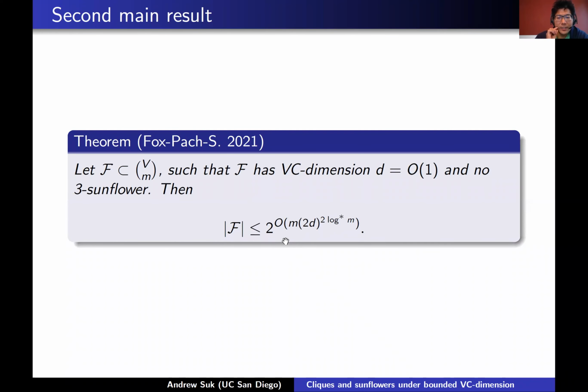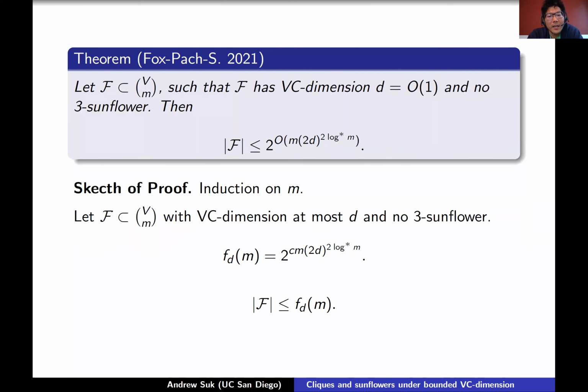And so now what I'd like to do in the last 10 minutes of my talk is to sketch a proof of this upper bound here. The proof is essentially by induction on m, the uniformity. So suppose F is this m uniform set system with bounded VC dimension and no 3 sunflower. We want to show that it's at most this quantity here, which is kind of ugly, so I'll just call it FD of m. And so we want to show that the size of F is at most this FD of m quantity here.